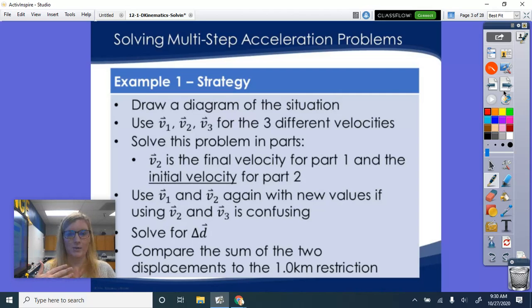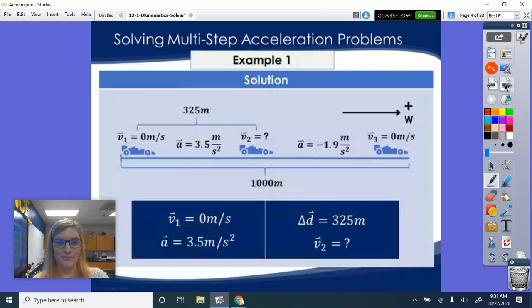We can kind of make up those rules because it's just really identifying to us what each of those values is. And then we need to solve for our final displacement and compare the two displacements, so from when we're accelerating to when we're decelerating and stopping, to see if we fit that 1 kilometer track. If we don't, that's a problem.